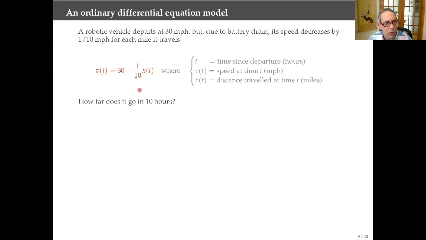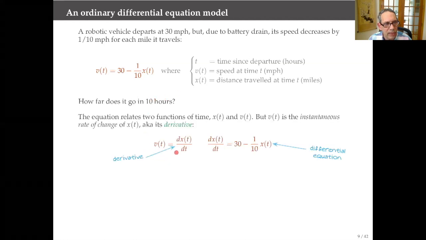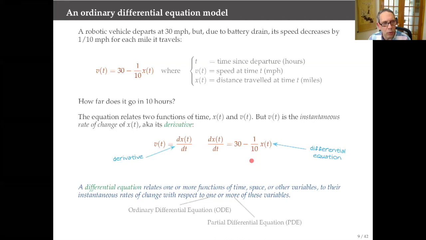Now, this is an algebraic equation relating two functions, v and x, but they're not independent functions because the position determines the velocity. The velocity is just the instantaneous rate of change of position, also known as its derivative. That's what calculus was invented to express. So if we take that definition and plug it into our original algebraic equation, we get that the time rate of change of position, the derivative of x with respect to t, is 30 minus a tenth times x. That's a differential equation, something that relates one or more functions of time or space or other variables to their instantaneous rates of change.